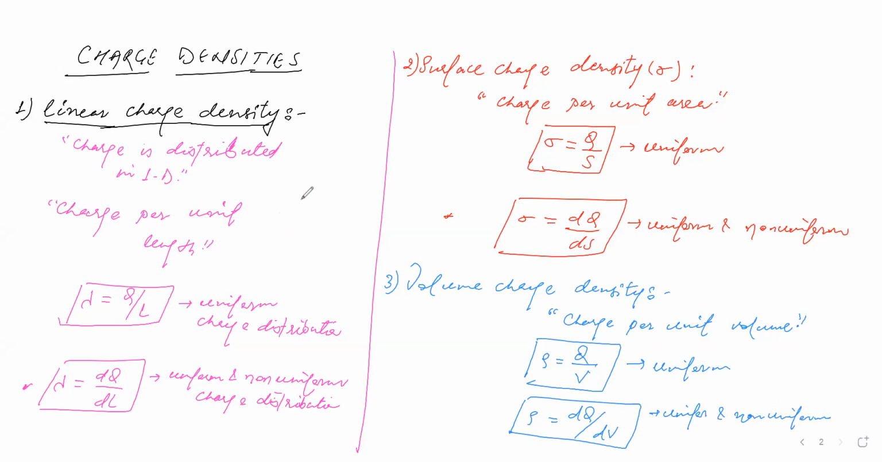What are the units here? Unit of linear charge density is coulomb per meter, for this it is coulomb per meter square, and for this it is your coulomb per meter cube. Note it down.